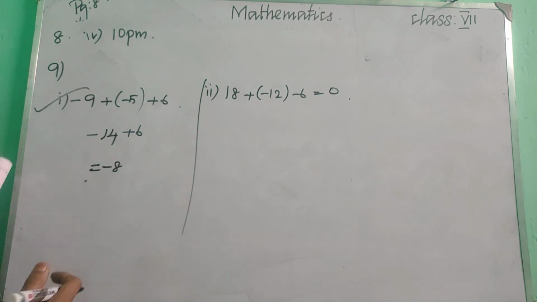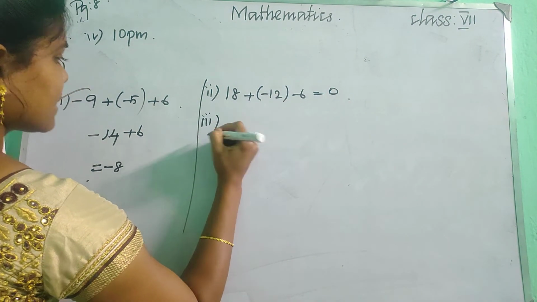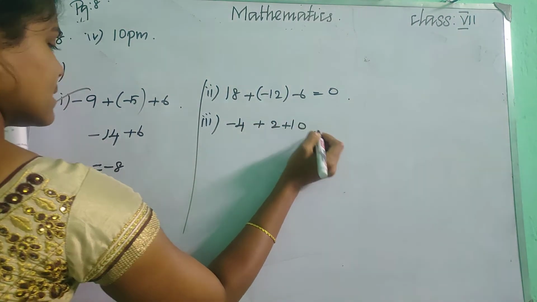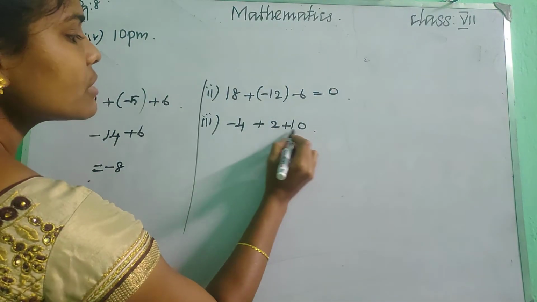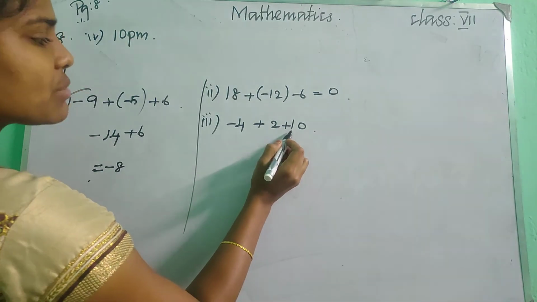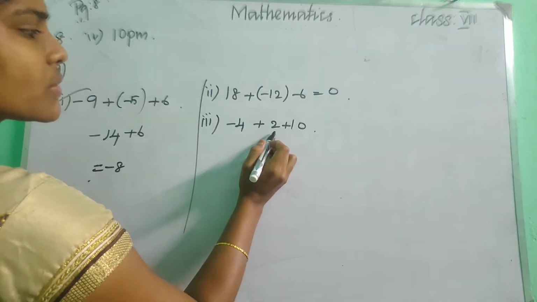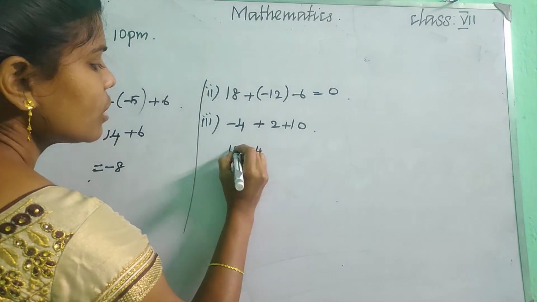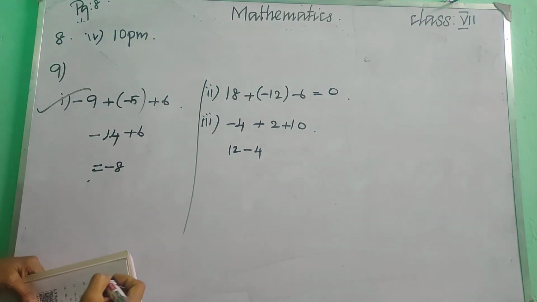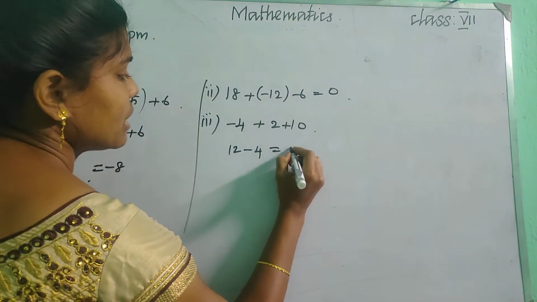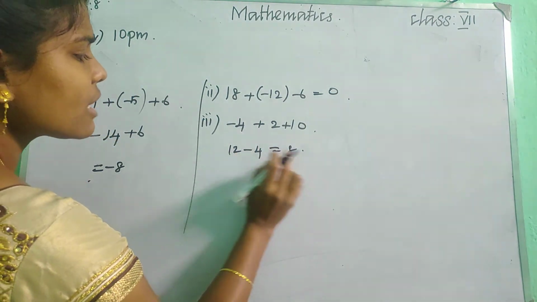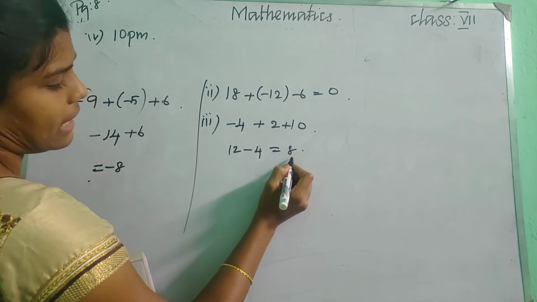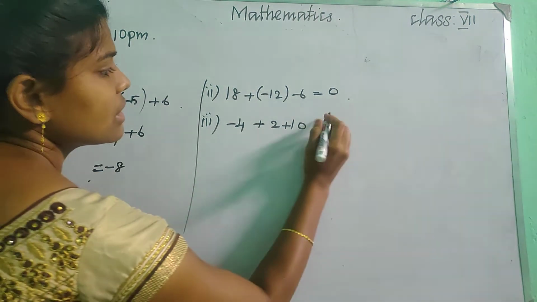Okay, third one. Minus 4 plus 2 and plus 10. See here we are having the same sign. Let us solve the same sign first. So 10 plus 2, 12. 12 minus 4, what will you get? 8. Minus 8 or plus 8, which is the greater number's sign? The greater number is 12, so the answer is 8.